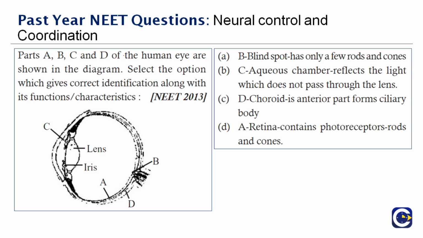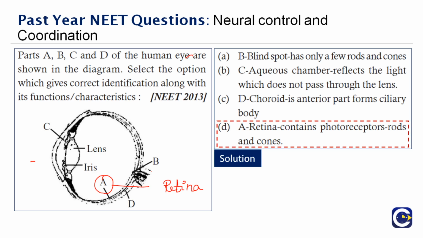Okay, so here let's come to A. A is retina. Okay, A is correct actually. A is retina, contains photoreceptors, rods and cones. Therefore the right answer to this question is option B.